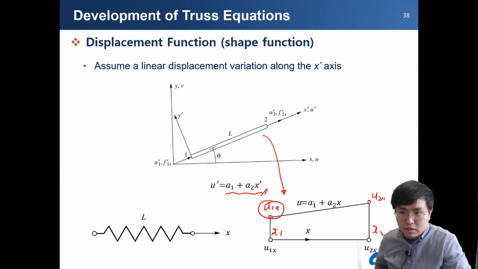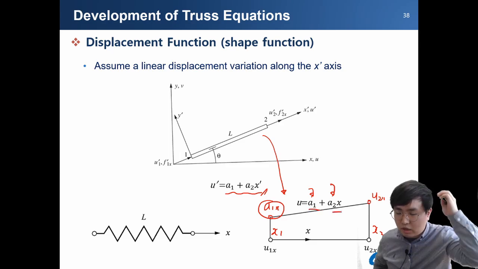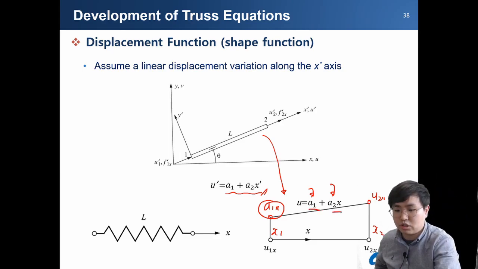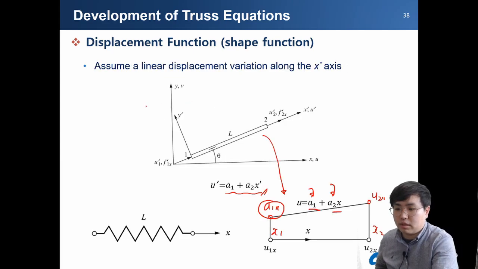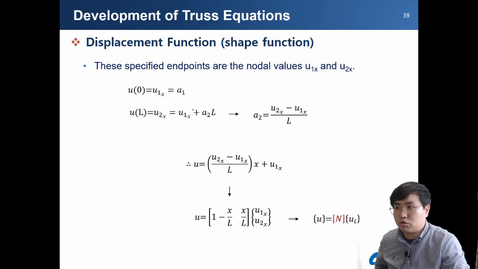So that means that we already have two solutions, so that we can define the a1, a2 coefficients easily. So let's define the coefficients here. Then I'm going to set this as the origin point, so that x1 is equal to 0 and x2 is equal to the length of the truss element.